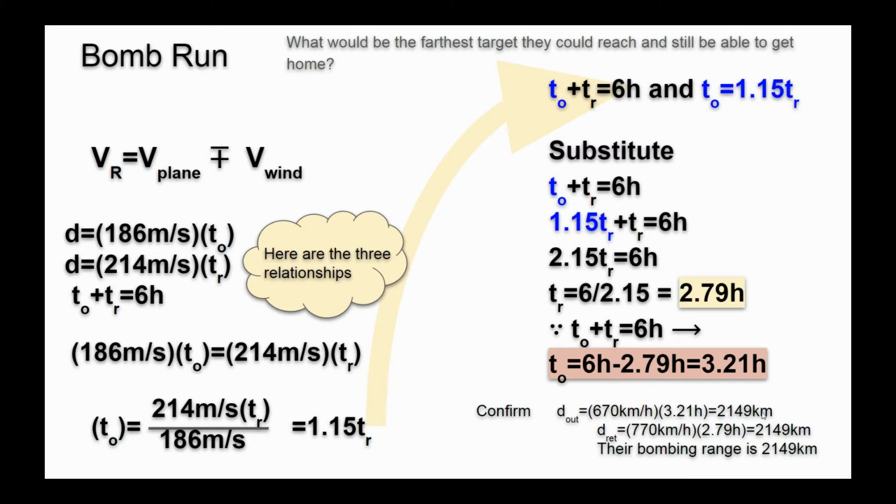I get 2,149 kilometers. The distance coming back, returning, is the speed on return times the time we calculated right here. We get 2,149 kilometers. So that's their bombing range. Given the wind conditions of the day, they can reach 2,149 kilometers before they have to turn around, and we've adjusted for the wind.